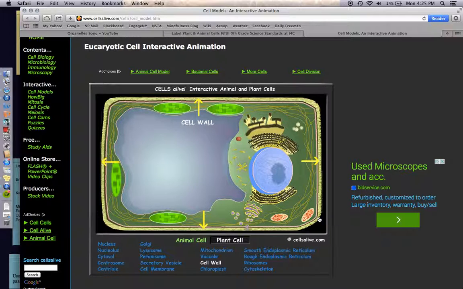And that is it for the main organelles of the plant cell. And then tomorrow we'll work on comparing plant cells and animal cells.